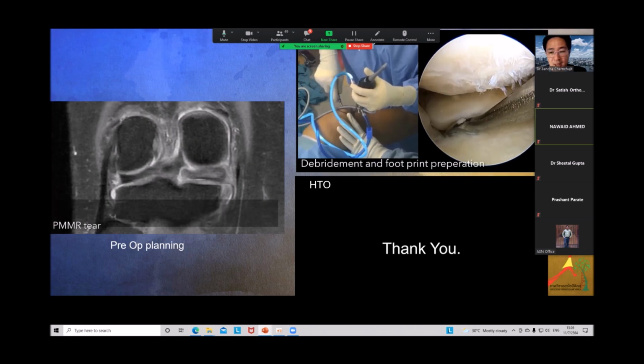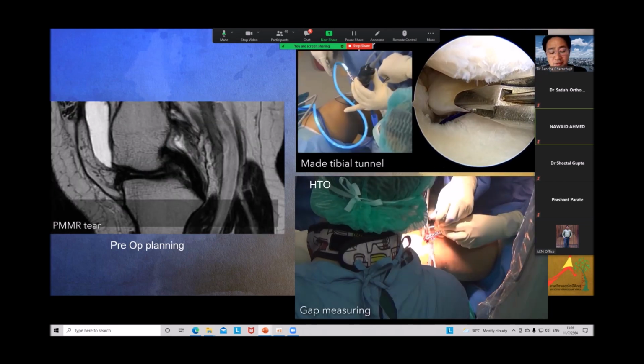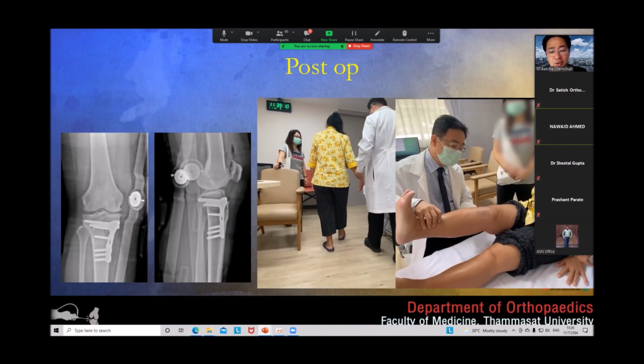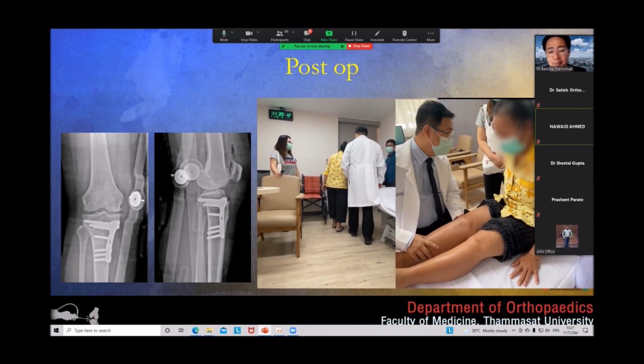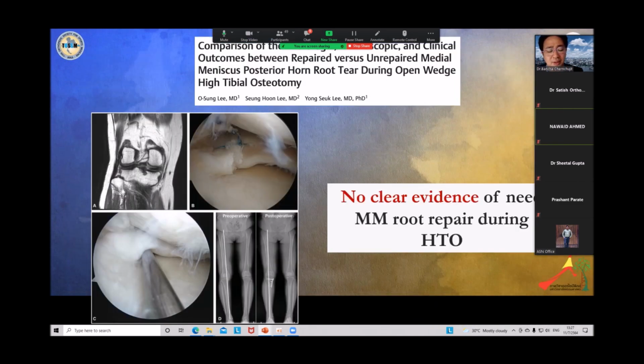But nowadays, I change this technique. I use the suture anchor for the HTO, like this. This is post-op 3 months. She's really happy after the surgery. There is still no clear evidence on the need for root repair during HTO, because from this study they found that HTO with or without root repair gives the same results.